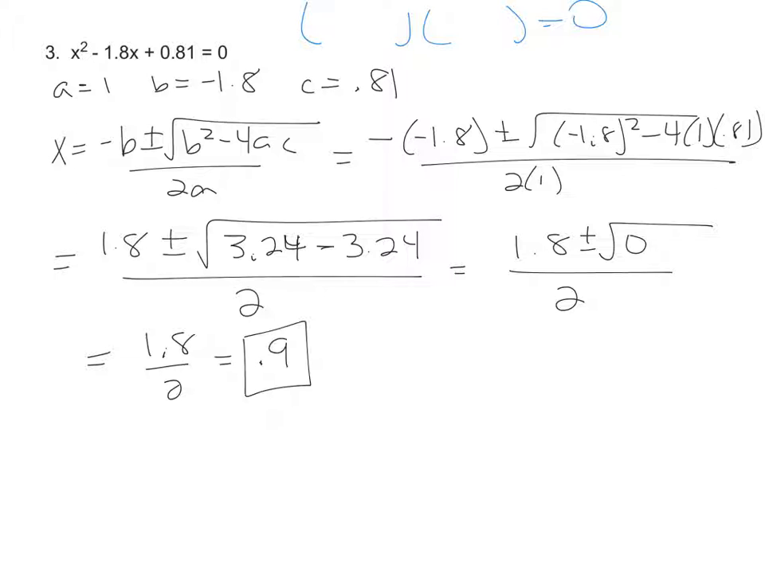What multiplies to give me 0.81 and adds to give me negative 1.8? It actually is 0.9. So I have negative 0.9 here and negative 0.9 here. 0.9 times 0.9 is going to give me 0.81, and negative 0.9 plus negative 0.9 is going to give me the negative 1.8. So you'll notice that both of my solutions are exactly the same. So I do have two solutions. They just are the same exact number, so I only need to write it one time.